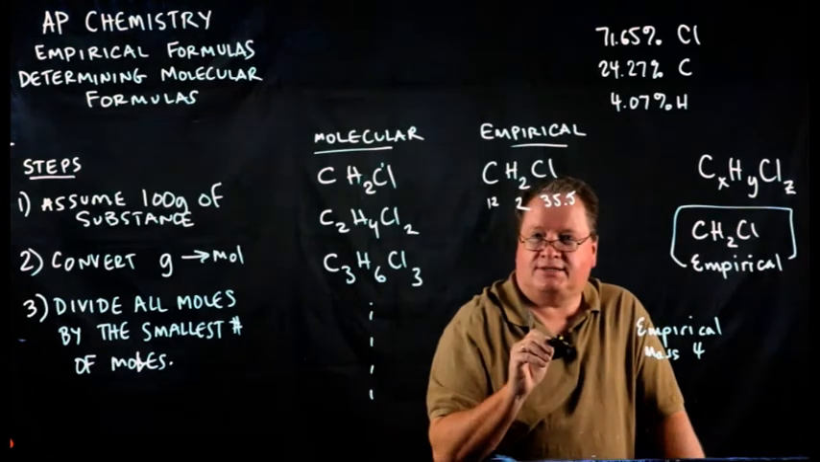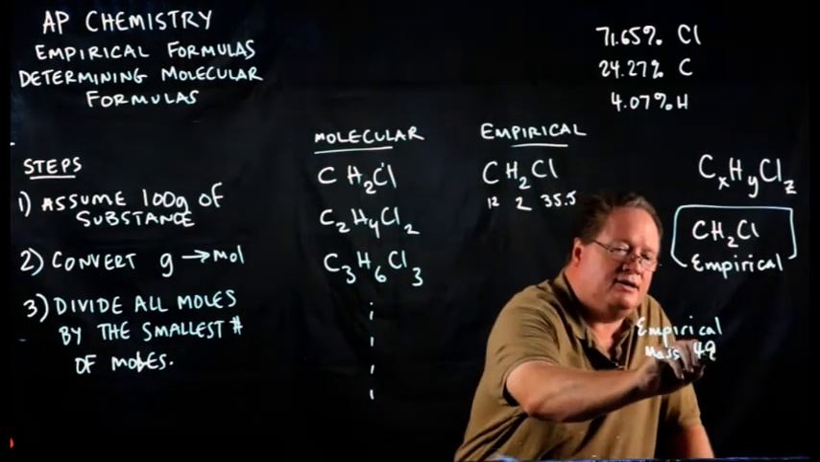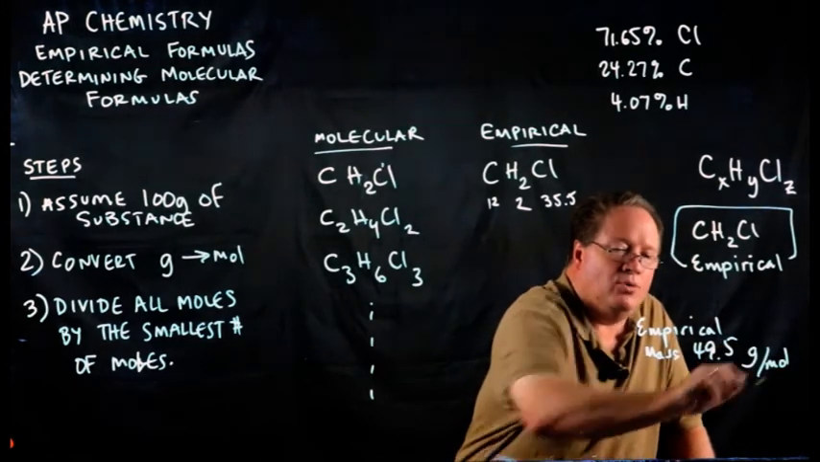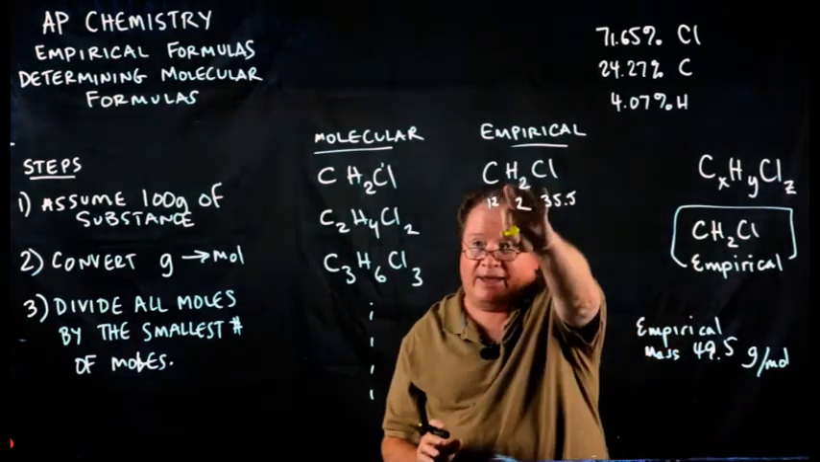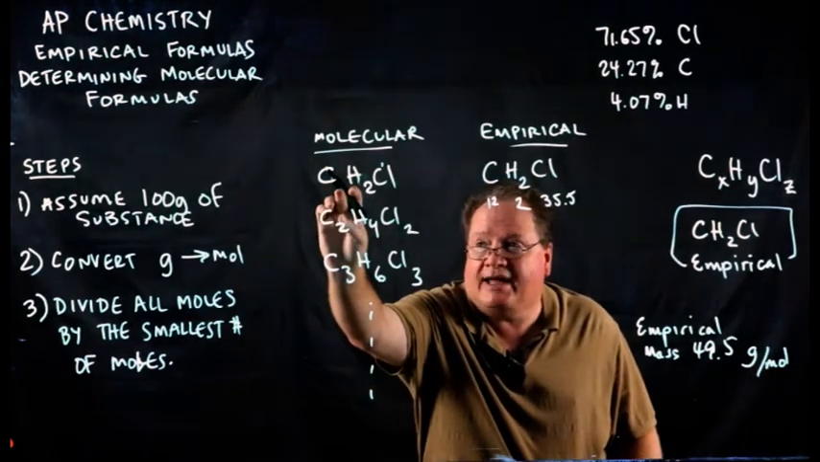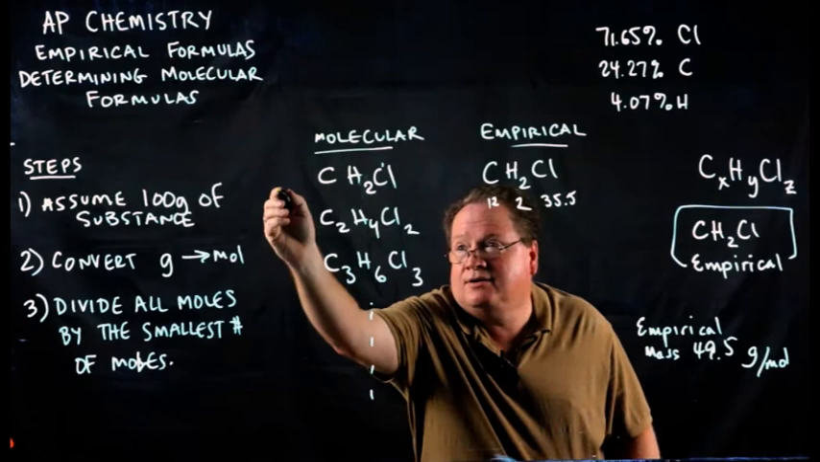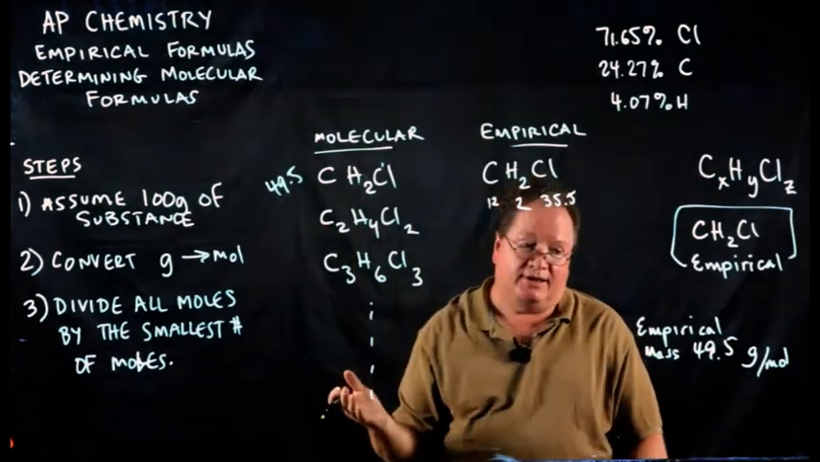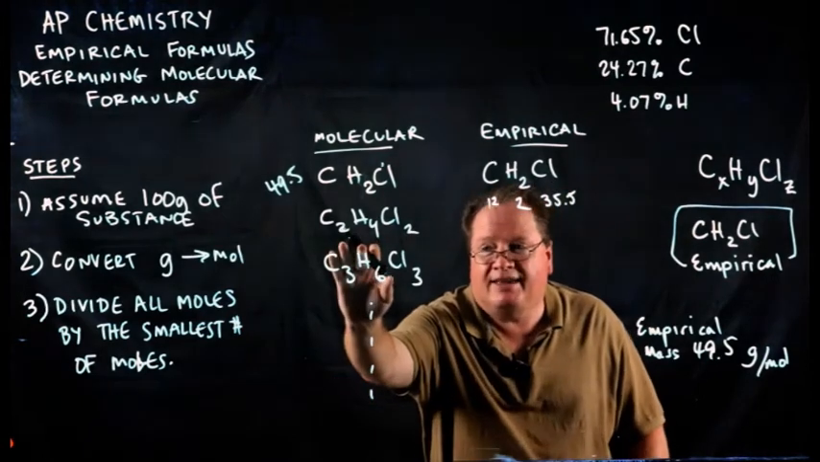What did I say? 47? 49. 49.5 grams per mole. That's my empirical mass. Now, if I were to calculate the molecular mass here, it would be 49.5. It's the same formula. But what about this one?